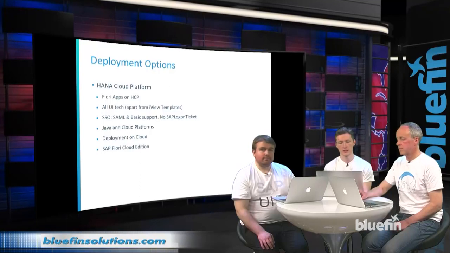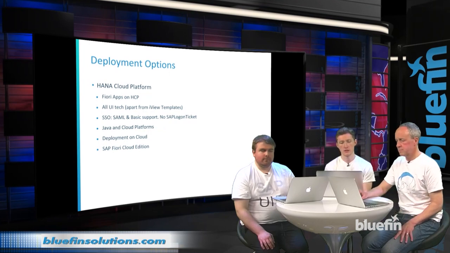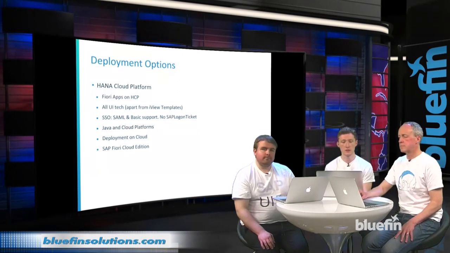And then finally, we've got the HANA Cloud Platform, which is all shiny, new and modern. This one supports all the applications and all the UI technology as well, but it doesn't support iView, and much like the ABAP front-end server, it also doesn't support all the SSO options. It does all of them apart from SAP logon tickets. It's deployed on Java rather than ABAP, and it can be deployed on the cloud only. There are no on-premise options.